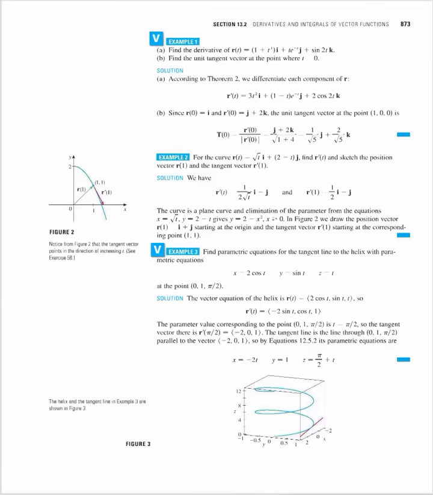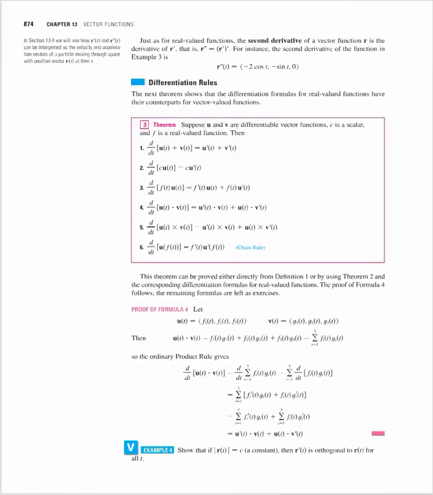Examples 1, 2, and even 3 go through those concepts with some concrete examples. The second derivative of a vector function is what you think it is. Then it talks about differentiation rules. Spend a little bit of time thinking about rules 3, 4, and 5. These are all versions of the product rule that you're used to. Whatever kind of product you're taking, be that a scalar function times a vector function, you have the product rule showing up here the way you would expect.